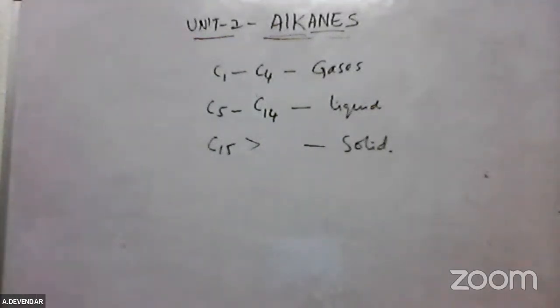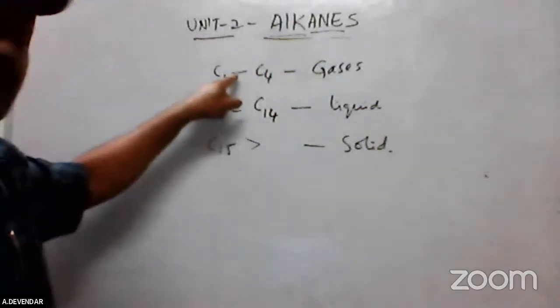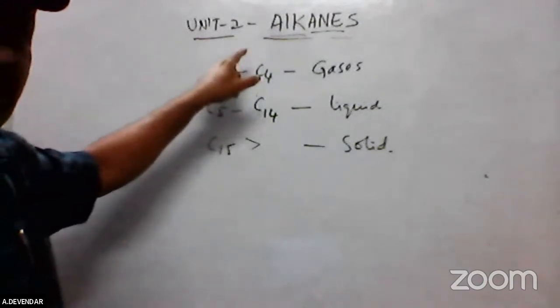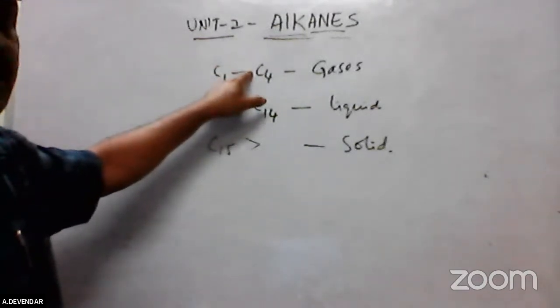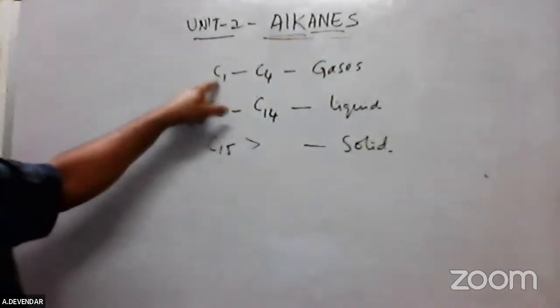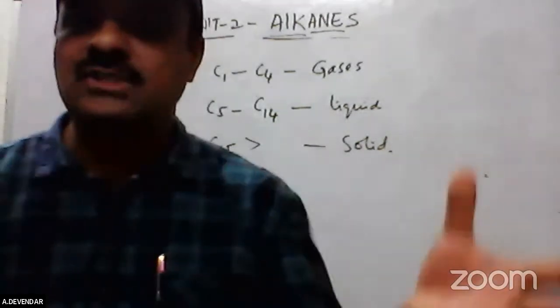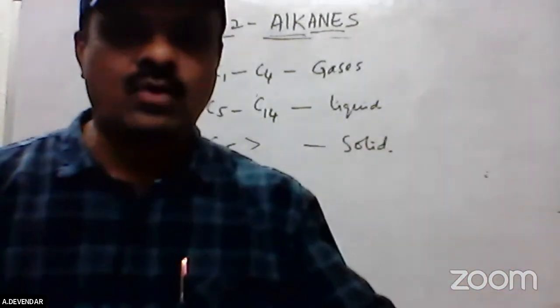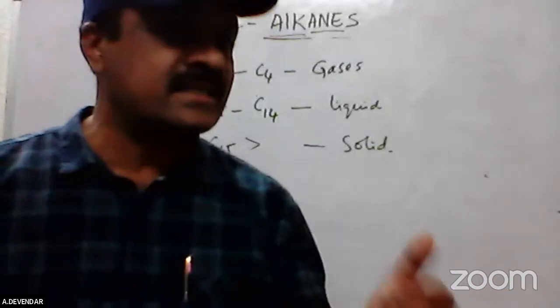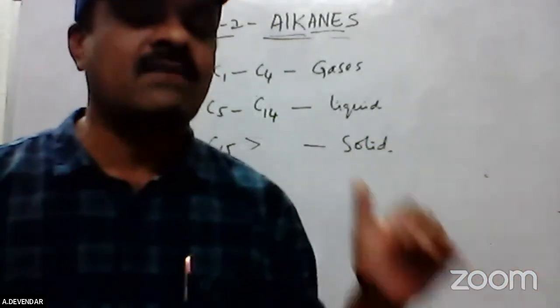Particularly, the uses of these alkanes: natural gas and LPG gas consist of all the gases, that means methane, ethane, propane, butane. But the major constituents present in our LPG gas are propane and butane. Methane gas is the gobar gas. Gobar gas is produced from cow dung. We get this gas, which is called methane gas only. Purely methane gas is obtained from cow dung.